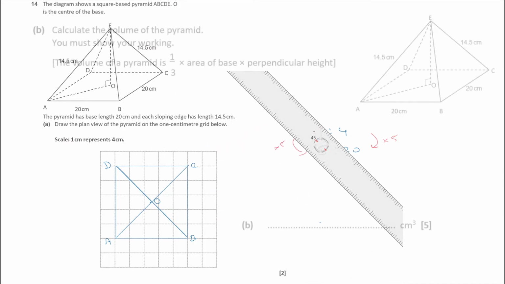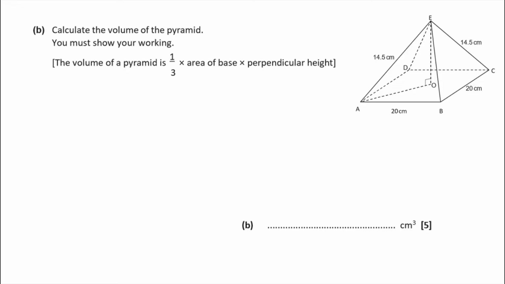Okay. Part B says calculate the volume of the pyramid. You must show your working, and we're given the formula: volume of the pyramid is 1/3 times the area of the base times the perpendicular height. Okay. Now, got a slight problem in that we don't know the perpendicular height. Perpendicular height is the distance OE, isn't it, from the base of the pyramid up to the vertex at the top. Okay. So how are we going to find that H?